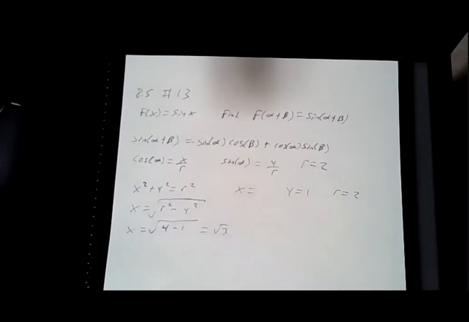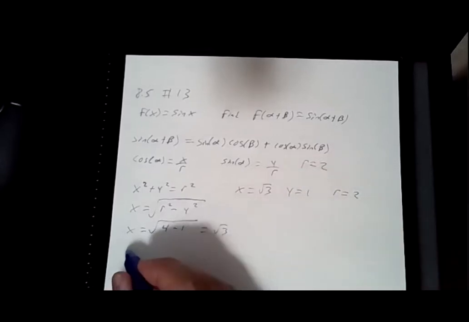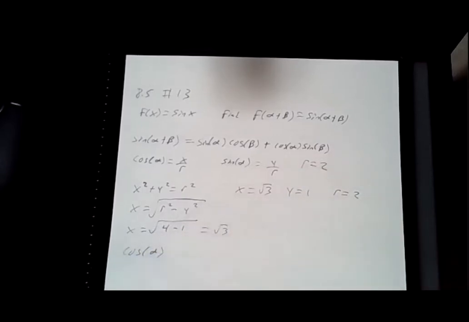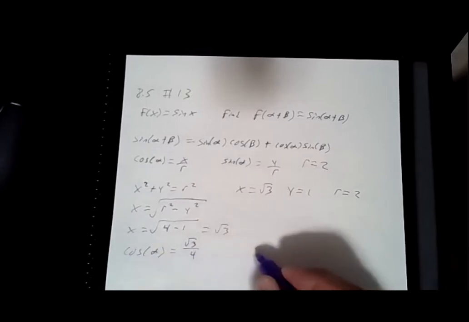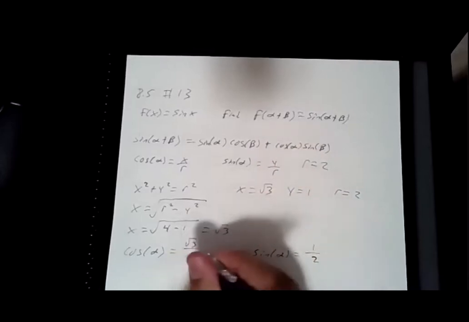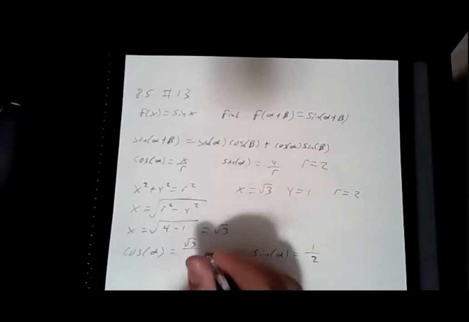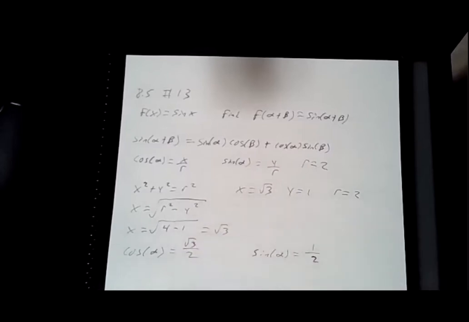We got x and we got y, right? So now we have cosine alpha as square root 3 over 2 and sine alpha as 1 over, sorry, actually 2, not 4. R, we said it was 2. Okay, so now we got to find the cosine beta and sine beta before we start.